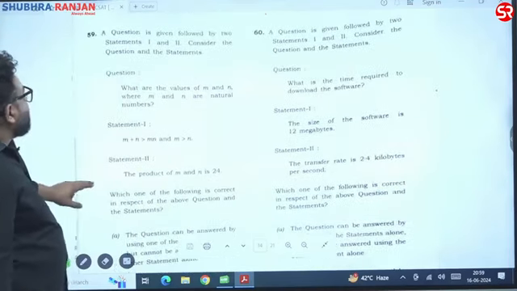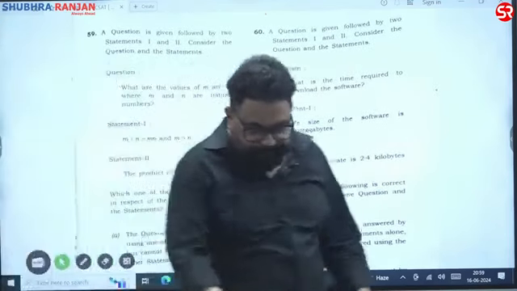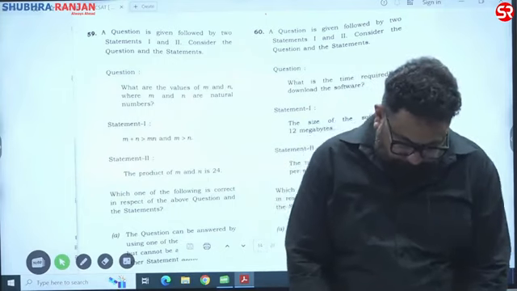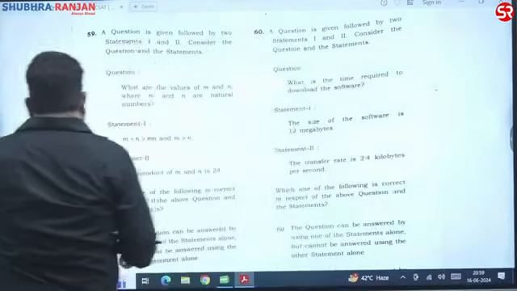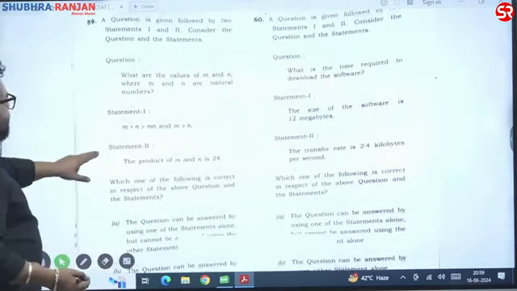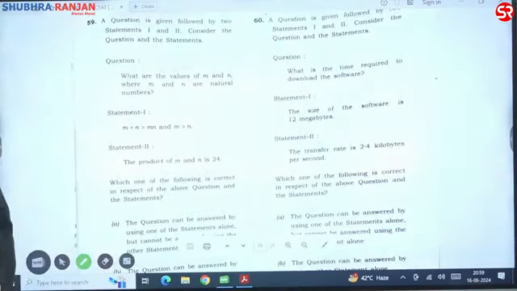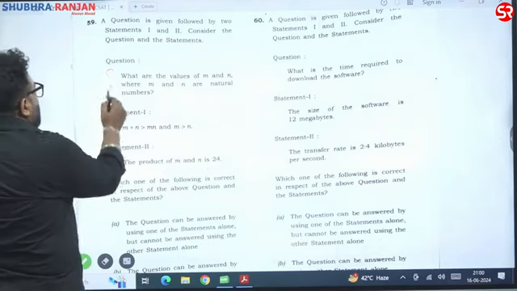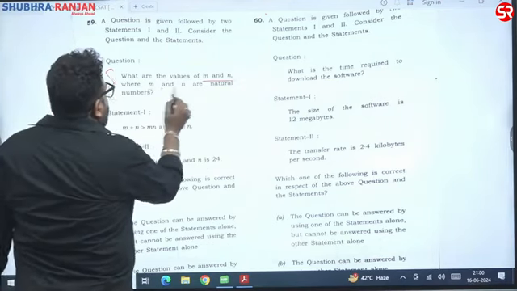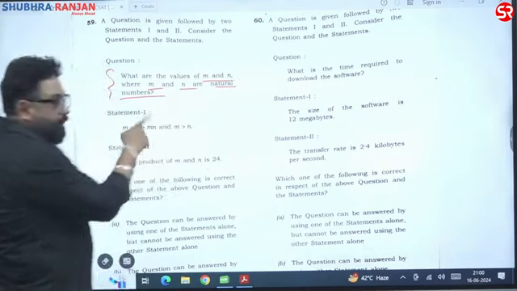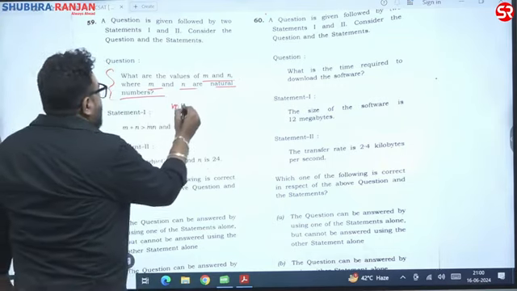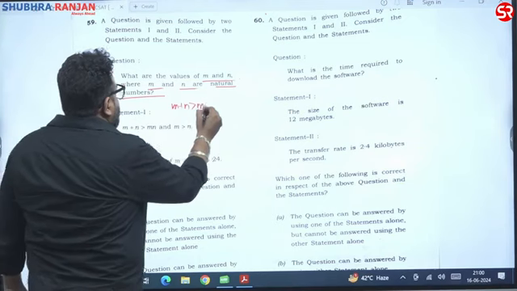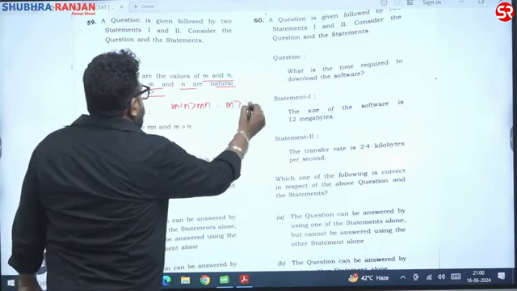So question number 59. See this, guys. This is the toughest portion of this exam. The question is data sufficiency. What are the values of m and n, where m and n are natural numbers? Again, this is important, they are natural numbers. First, m plus n is greater than m into n, and m is greater than n.